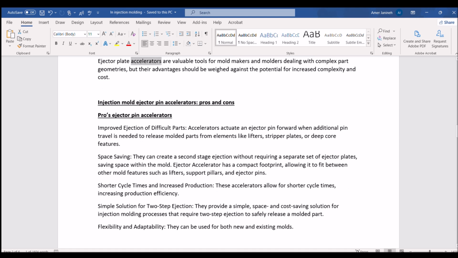Ejector plate accelerators are valuable tools for mold makers and molders dealing with complex part geometries, but their advantages should be weighed against the potential for increased complexity and cost.